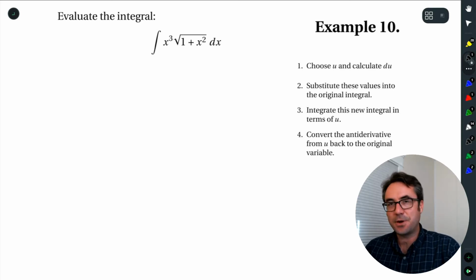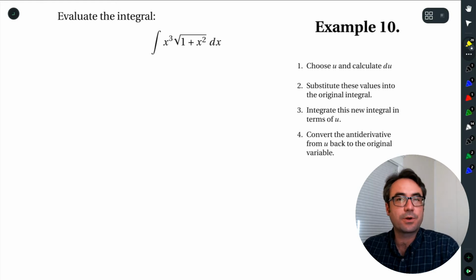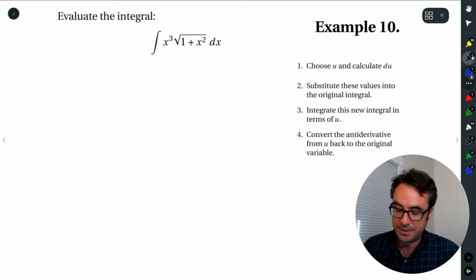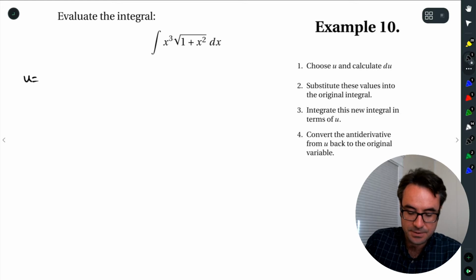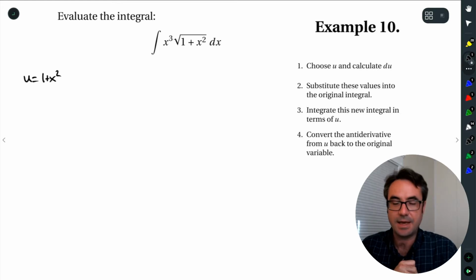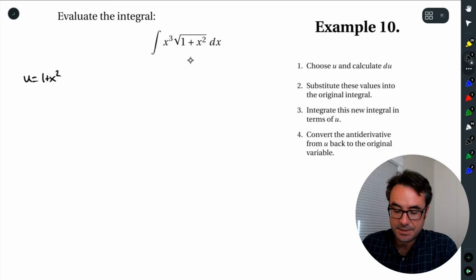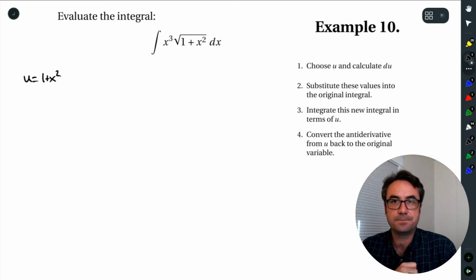All right, so let's go through our usual process here. We want to choose u. We can probably see what we're going to pick for u, because we see a root function and then there's some terms inside that root function. Whenever we see an inner function, we're most likely going to pick u to be that inner function. So I would guess u is going to be 1 plus x squared, because I'm seeing it inside the root function.